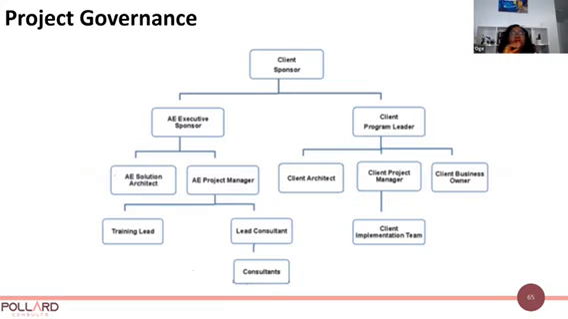You could also talk to them about the project governance. When I mean project governance, it means who are the decision-making body, or who are the people responsible for decision-making on that project.